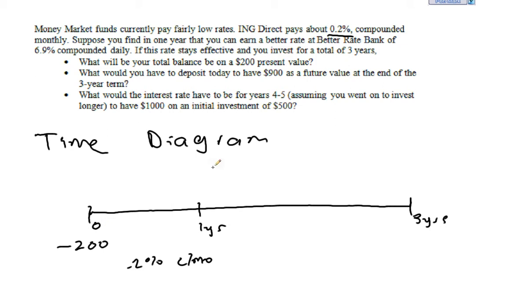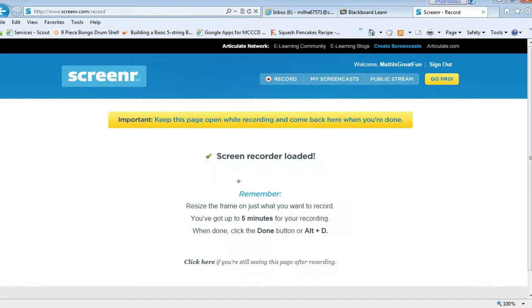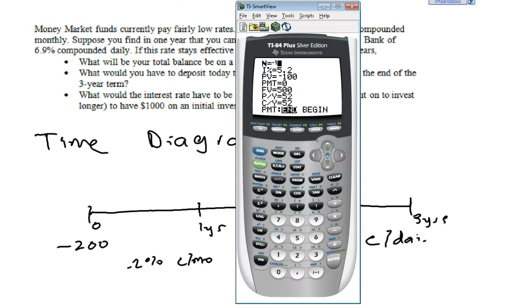So I'm going to withdraw that money and I'm going to put it in at another bank that's going to pay me 6.9% compounded daily. So I need to figure out what I'll have after 1 year in order to be able to go any further. So let's see here. Well, I'm going to start with the easier thing.